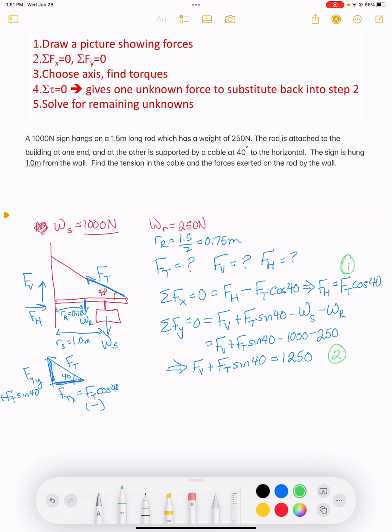All right, so again, now if I found, say, the tension force, I'd be able to find what the vertical force is. So I've got 2 equations. I need 3 equations to solve for 3 unknowns. So I'm going to have to go and do the tension. Sorry, the torque.